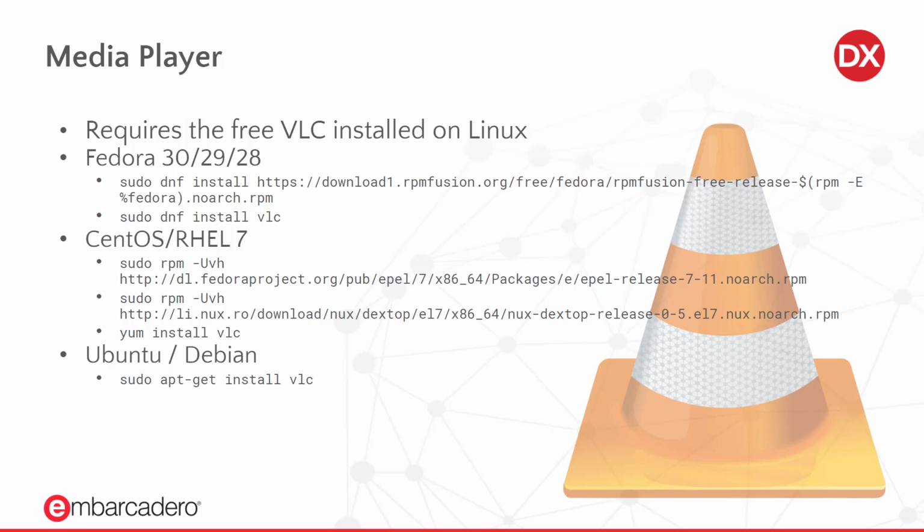If you want to use the FireMonkey media player, you have to install VLC. If your application runs without VLC installed, as soon as you try and play it, you'll get a message pop up that says, hey, you need to install VLC. There's how you can install it with Fedora, CentOS, Red Hat Enterprise Linux 7, and Ubuntu or Debian. It's going to vary from distro to distro.